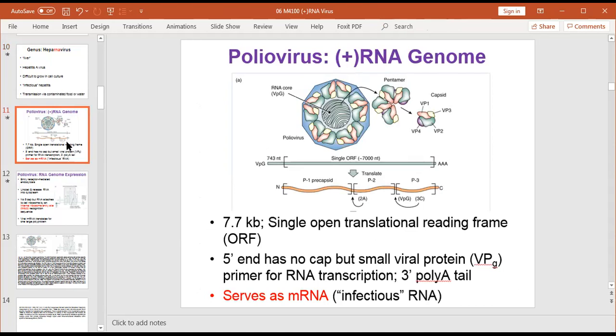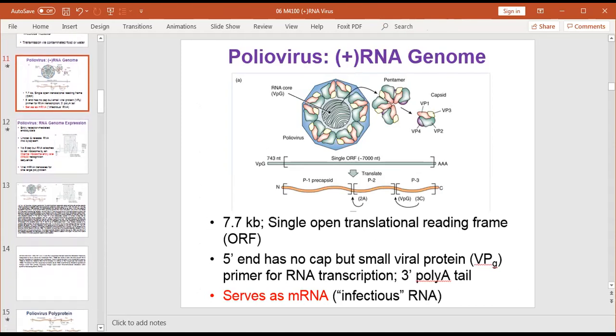So, slide number 11. Let's start by taking a look at the genome of positive RNA viruses. An example would be poliovirus. As we went over, the poliovirus capsid is made of capsid proteins, which form pentamers, etc. But now we are talking about the RNA of the virus, or the genome of the virus.